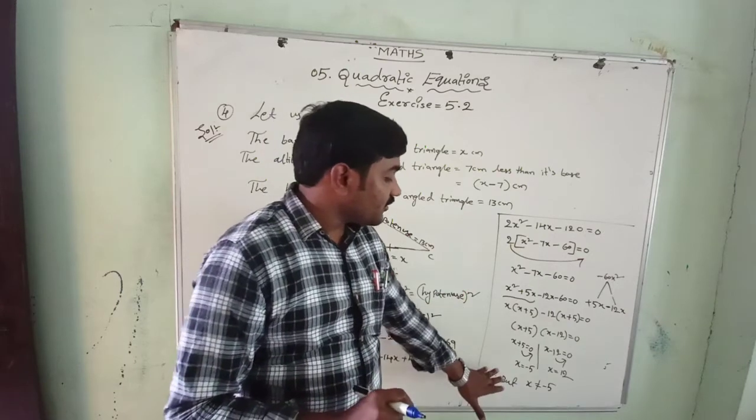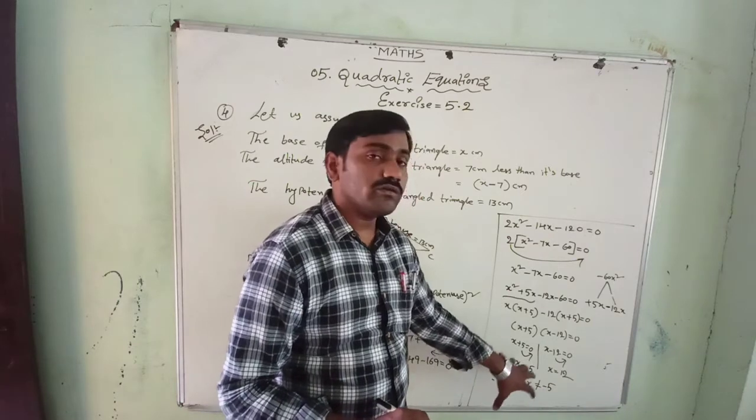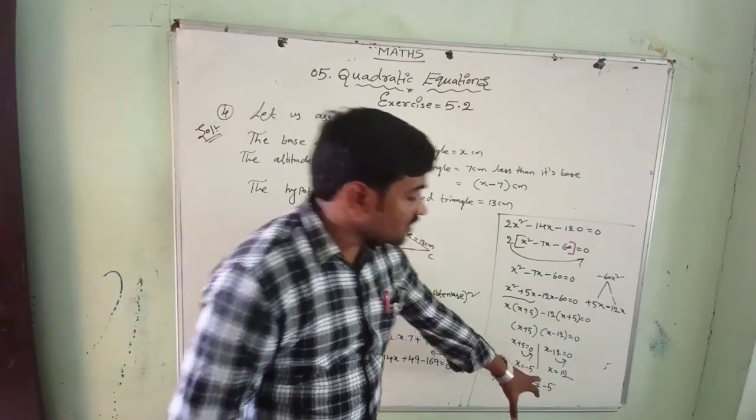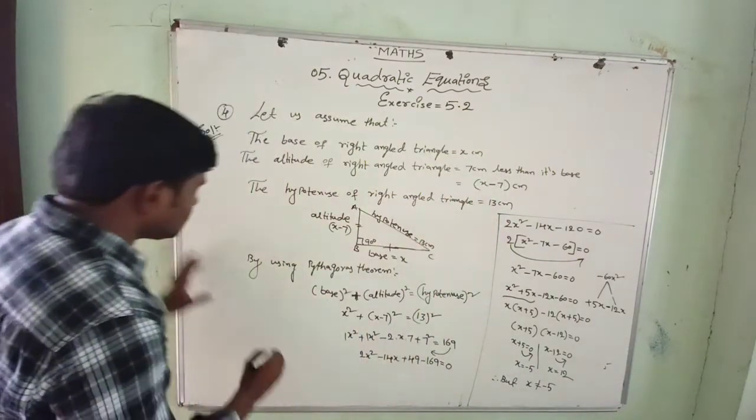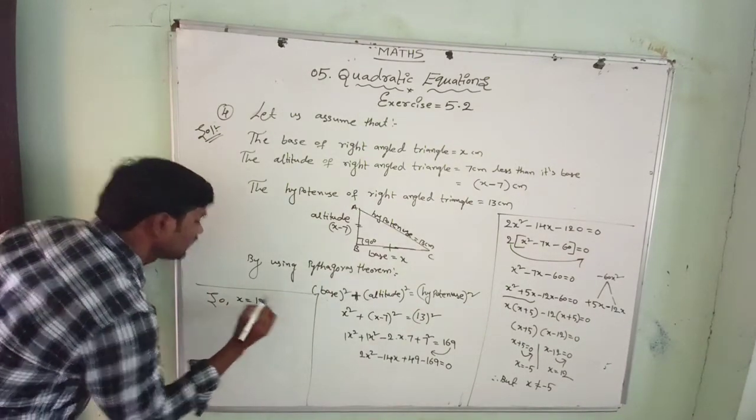So whenever you get negative things like that, you have to eliminate. That means should not take it, you have to neglect it. So the positive thing is only 12. So x equal to only 12.